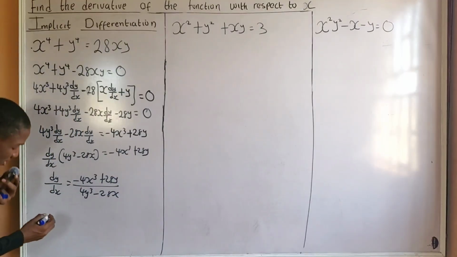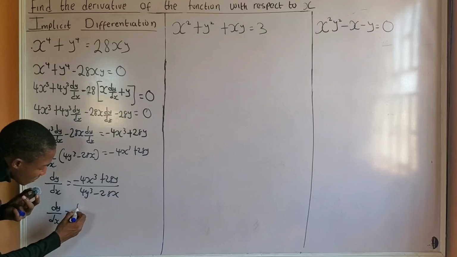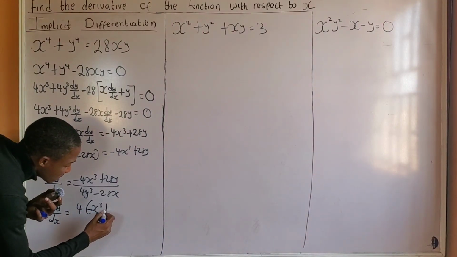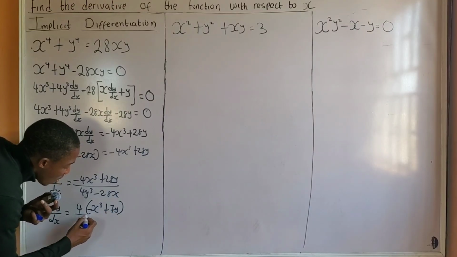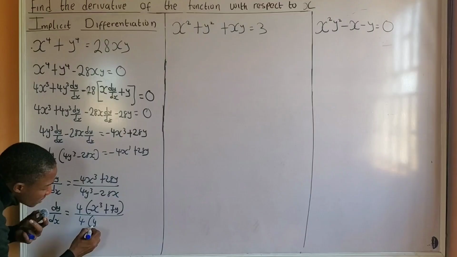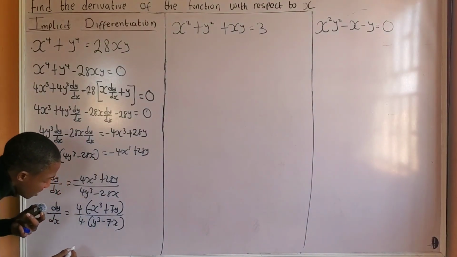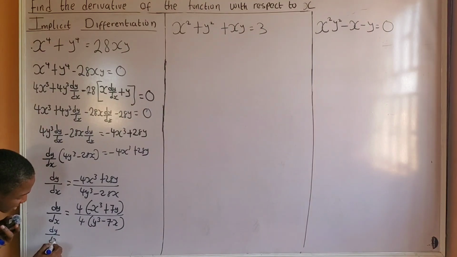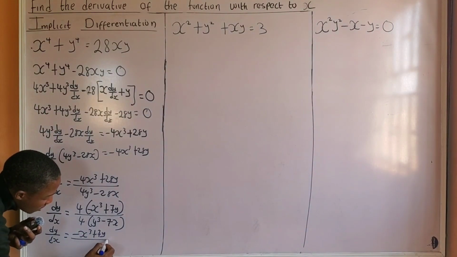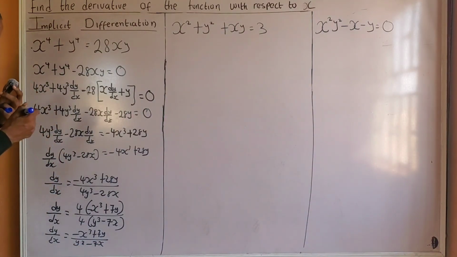Okay, for this, I'm going to have dy/dx is equals to 4 multiplied by negative x raised to the power of 3, are you there, plus 7y all over 4 multiplied by y raised to the power of 3 minus 7x. So dy/dx will be equals to negative x to the power of 3 plus 7y, all this over y raised to the power of 3 minus 7x. That is the final answer.